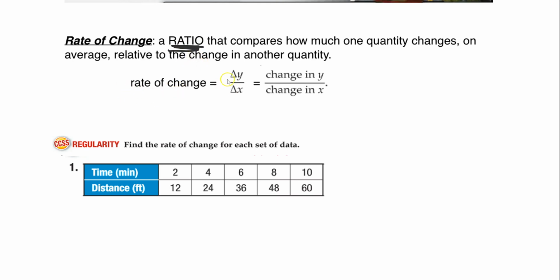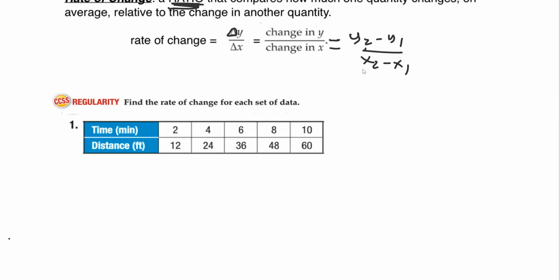So rate of change is the change in y. That's the triangle, change is in physics. You'll see it there. Triangle means change. Change of y over change of x. A good way to find the change in y over change of x is just to do y2 minus y1 over x2 minus x1. So the key here is we're going to find 2 points in this. Use the rate of change formula.